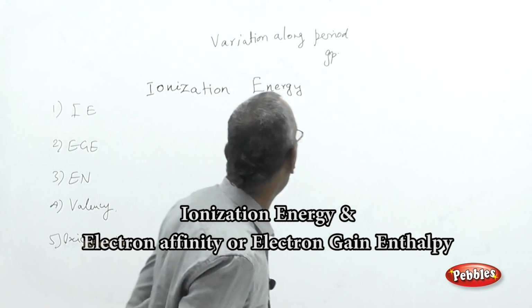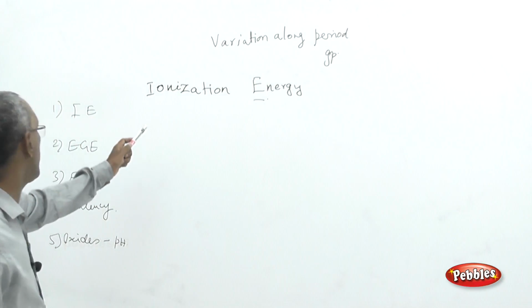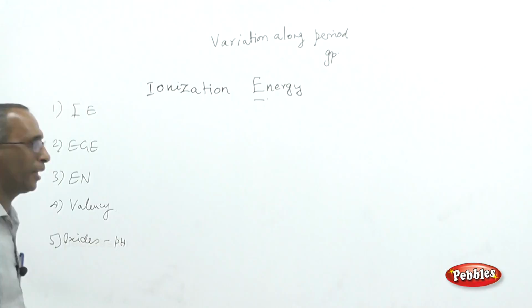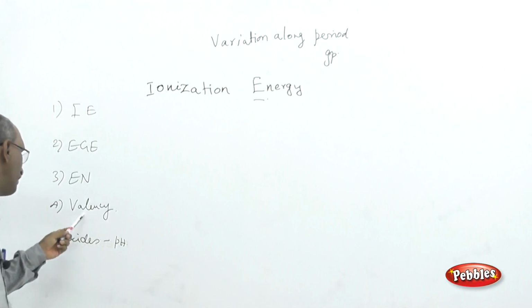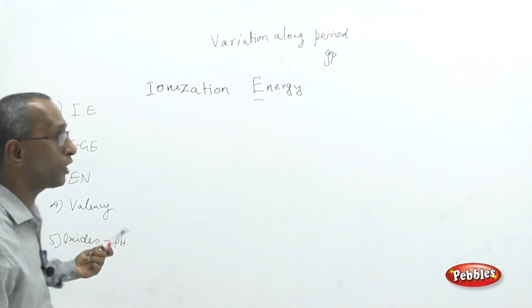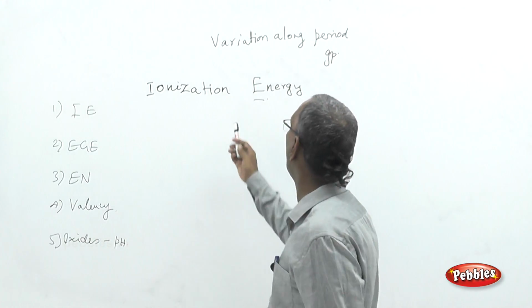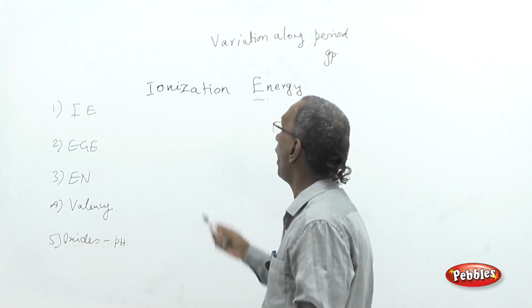Now we will see the aspects on ionization energy and electron gain enthalpy as well as electronegativity. The other two properties, valency and oxides, are functions of these four properties. First, let us recall the concept of ionization energy.